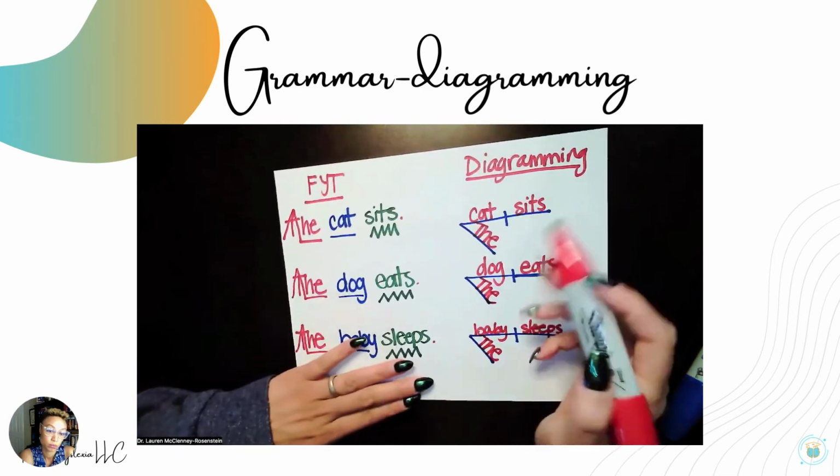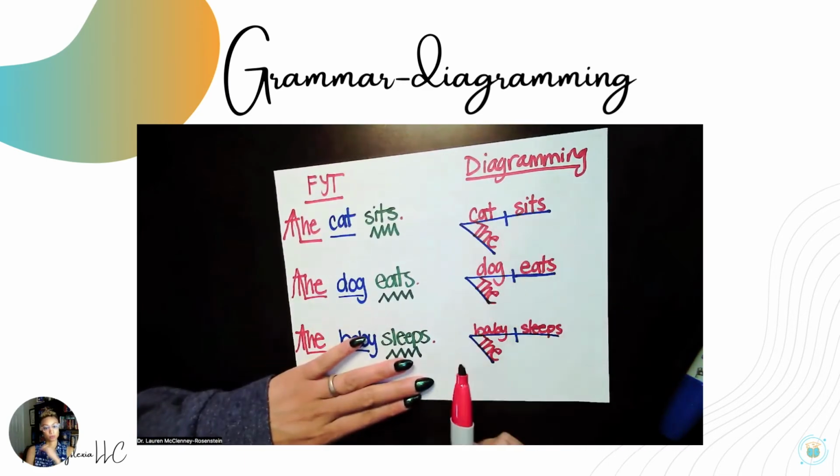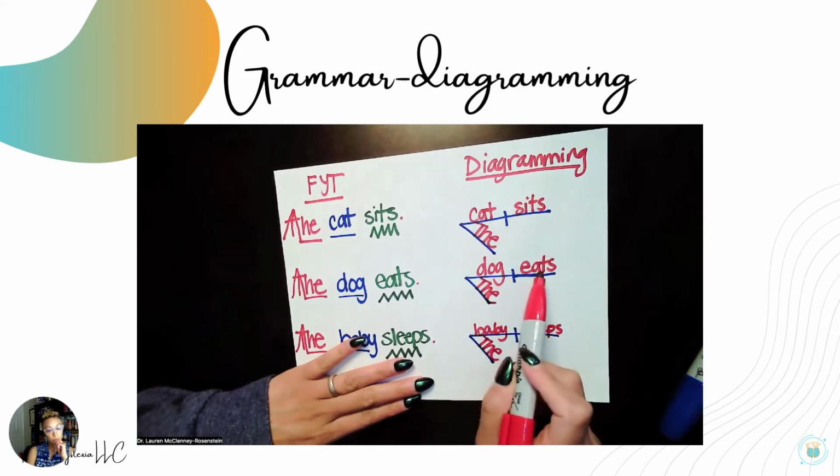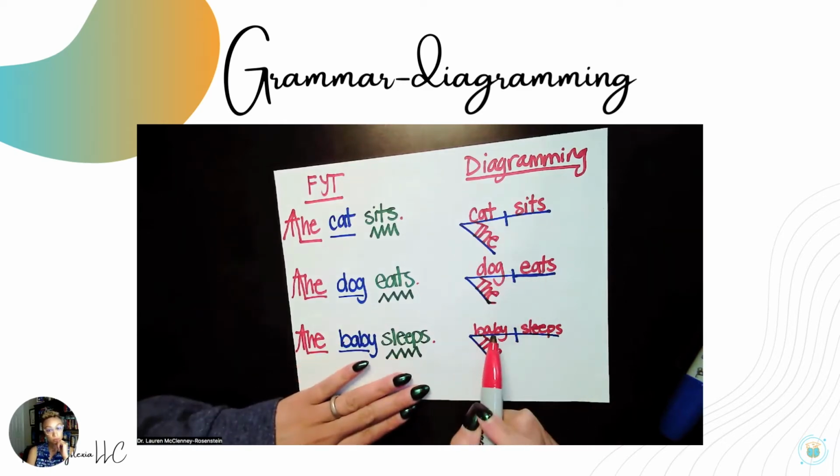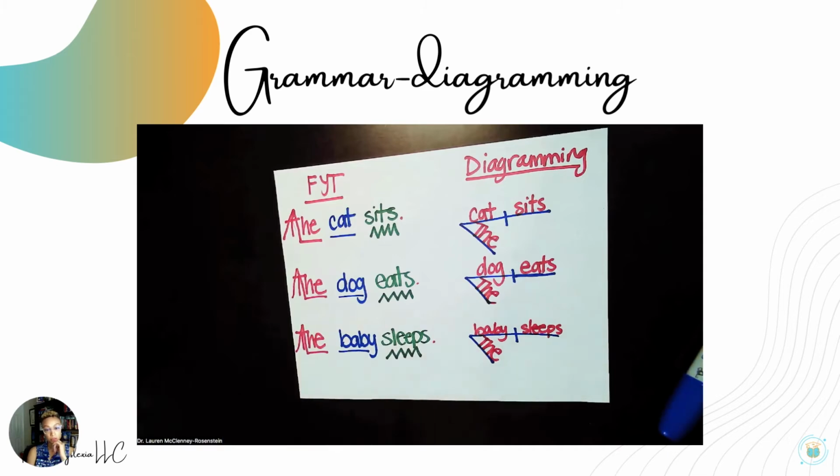Now, how would we read this? The cat sits. The dog eats. The baby sleeps. Now, as we expand these sentences and kids add in adjectives, because obviously we want juicy sentences, strong writers are able to have a visual to describe what the dog is eating.